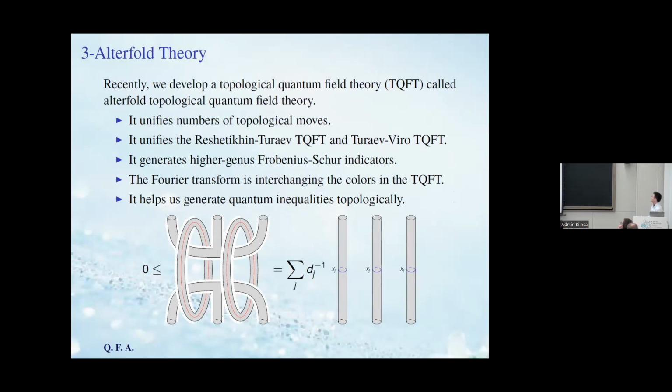Recently, we found that we have a new TQFT, which we call the output topological quantum field theory. It unifies a number of topological moves, and it unifies the RT TQFT and the TV TQFT. It generates the higher genus Schur indicator. And the Fourier transform here could be simple because we have a lot of colors that can be defined here. The Fourier transform here interchanges the colors in the TQFT. Okay, so this is a very simple idea, but we can do more.